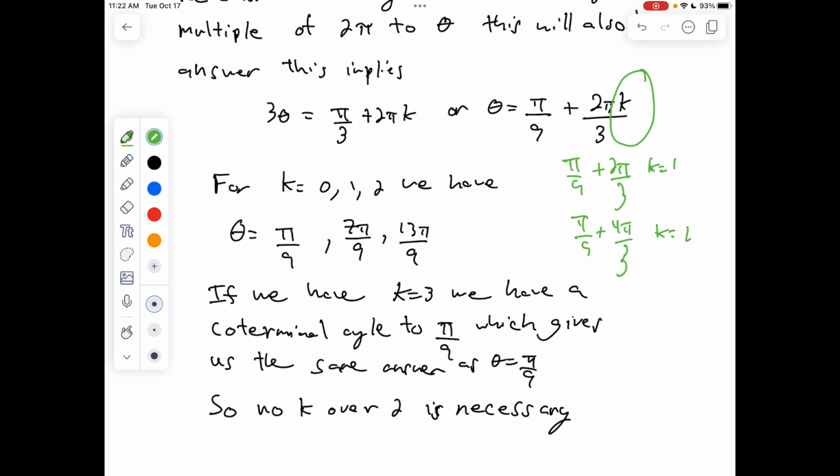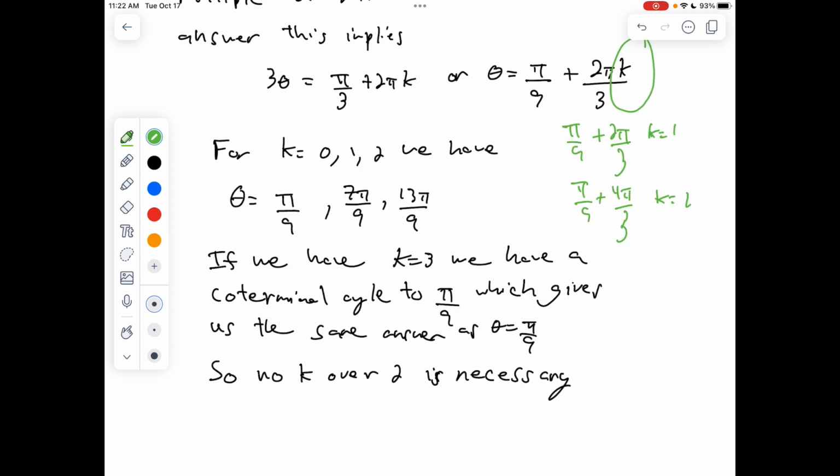plus 4 pi over 3, which is 13 pi over 9. Now, you might say, well, you can go on and put in more k's. The issue is, when you try k equals 3, you would get pi over 9 plus 2 pi. But you have already accounted for this solution, pi over 9, because the sine and the cosine of coterminal angles are the same. Coterminal angle means that the angles lie in the same position, which is what happens if you add 2 pi to any angle. So no k beyond 2 is necessary. So it's k equals 0, 1, and 2.